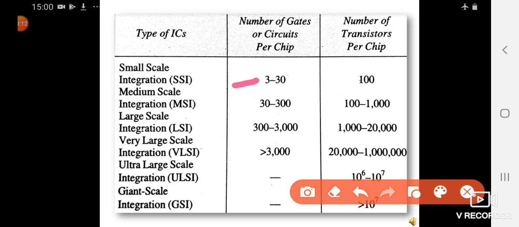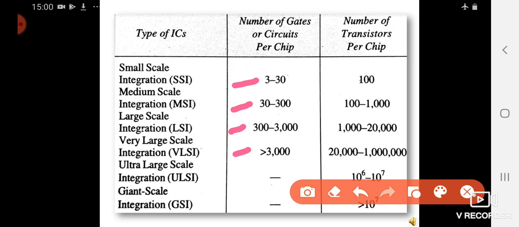Then for the medium scale integration, it has increased up to 30 to 300 circuits or gates per chip. Then large scale integration, 300 to 3000 circuits or gates per chip, that is on a single chip. And for very large scale integration, it was greater than 3000.